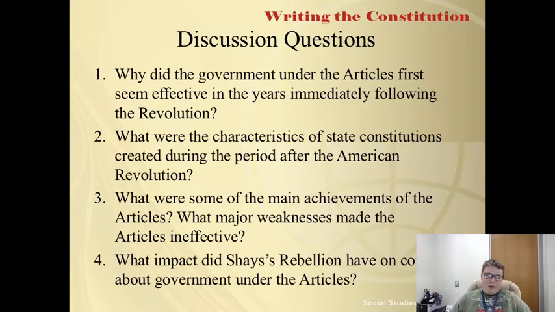Number 4. What impact did Shays' Rebellion have on concerns about government under the Articles? Shays' Rebellion arose from the attempt by Massachusetts farmers to reduce the taxes levied by the state. While Massachusetts officials eventually quelled the rebellion with the use of a private militia, many recognized that the central government as designed could not effectively react to such situations, planting seeds for a revision of the Articles.